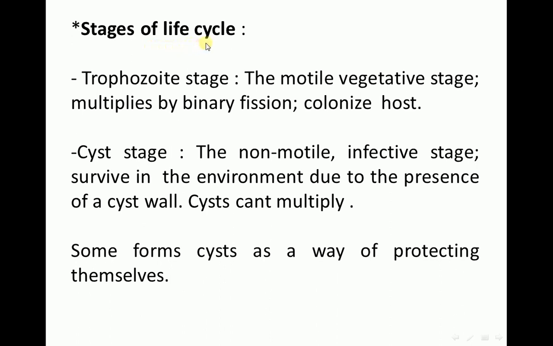Stages of life cycle. We can see 2 stages in the life cycle of a protozoa. The trophozoite stage is the motile vegetative stage, which multiplies by binary fission and colonizes the host. The second stage is the cyst stage, which is considered the non-motile stage and the infective stage of the parasite. It survives in the environment due to the presence of the cyst wall. Cysts can't multiply. Some forms cyst as a way of protecting themselves.